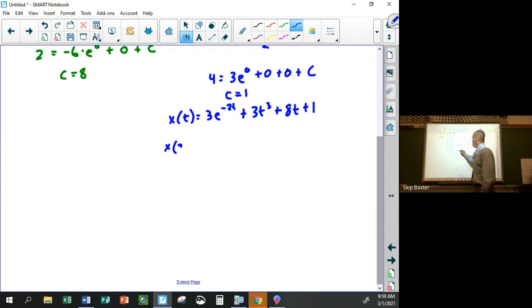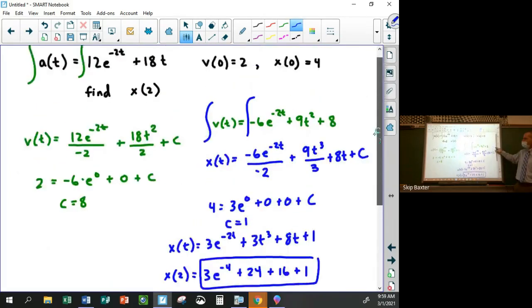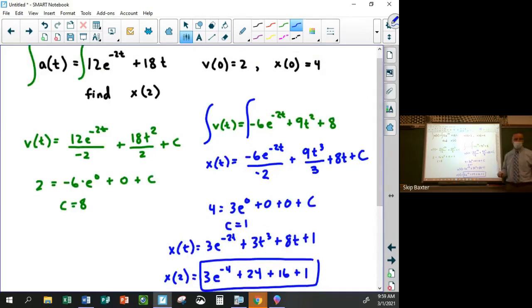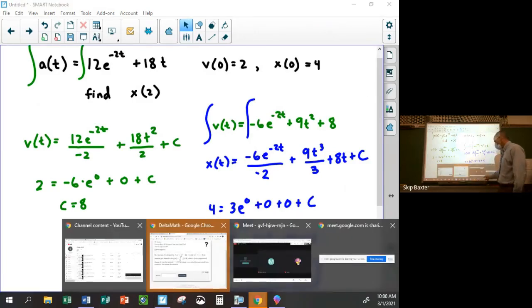X of 2 would be 3e to the negative 4 plus, if I plug 2 in, I get 24 plus 16 plus 1. There's the answer. So this was just an initial value problem. Everybody understand that? All right, let's look at a free response question that deals with motion.